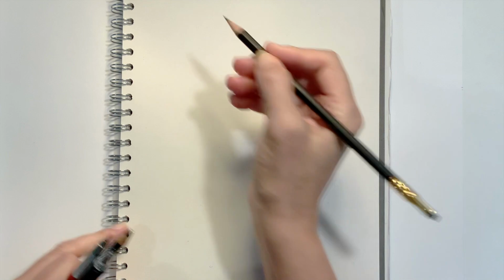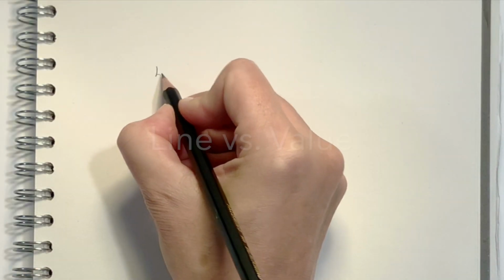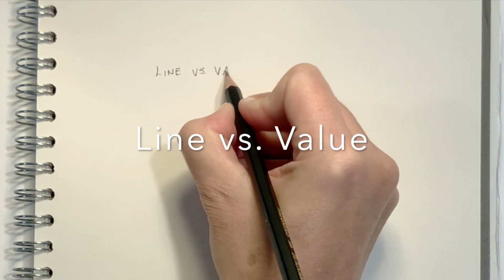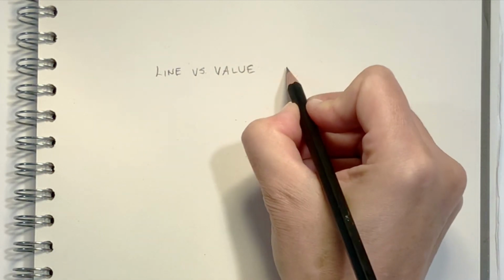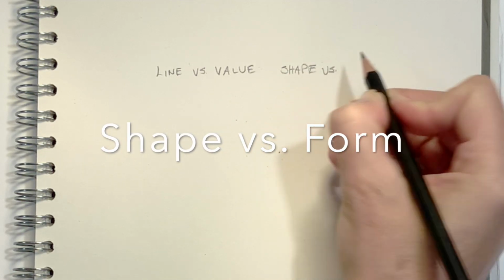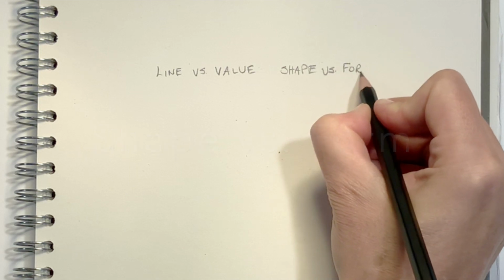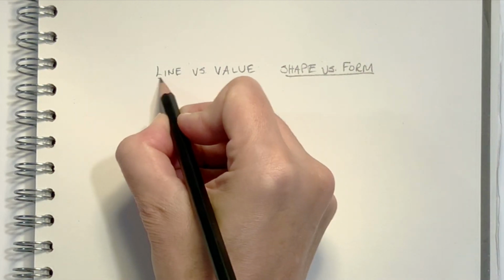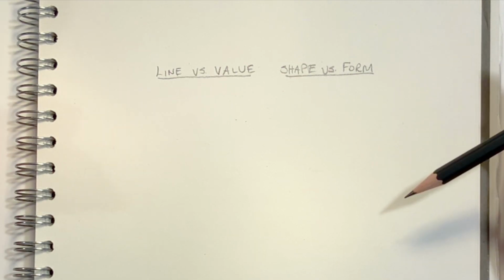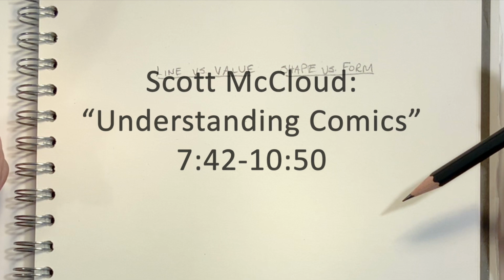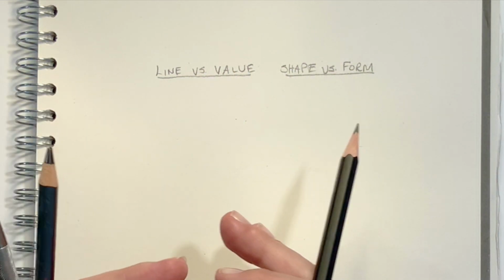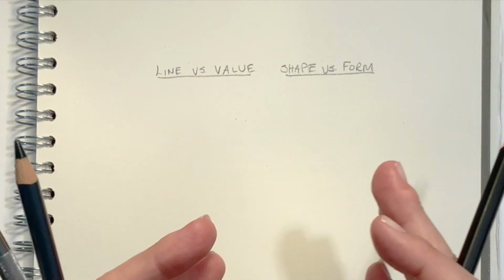So that's what we're going to talk about today: line versus value and shape versus form. Now, what does that mean? Both of these have to do with levels of abstraction. I'm going to put a link below my video to a Scott McCloud video where he talks about levels of abstraction, and that's based on ideas of realism to abstraction.